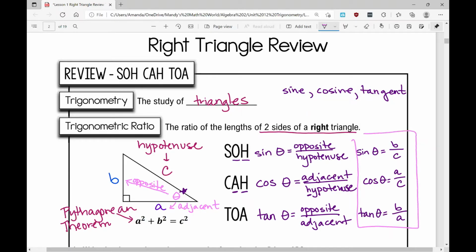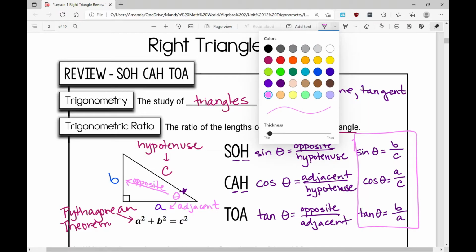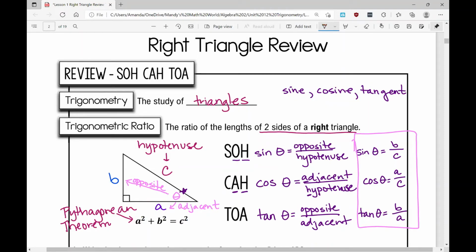These ratios, if I was talking about a different angle, like let's say I was talking about this angle measure over here, which I'm going to give a different Greek symbol. If I'm talking about that angle measure, the sine of that angle measure would be, well, the opposite side would be over here, right? So it would be A over C. The sine of theta is B over C.